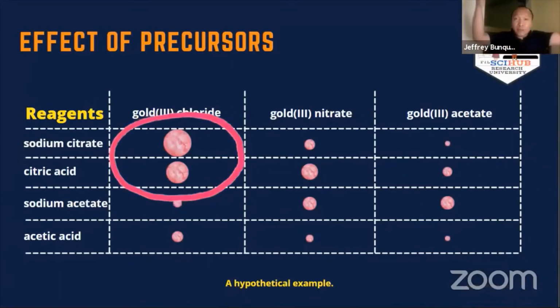So definitely ngayon, instead of meron kayong 3 choices for gold precursors at 4 na choices for the reducing agent, what you're left with is actually just like a pair, like two potential combinations.